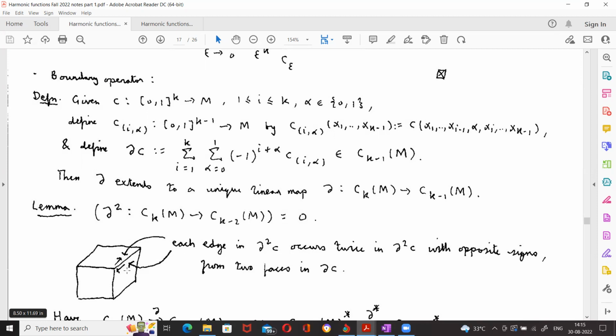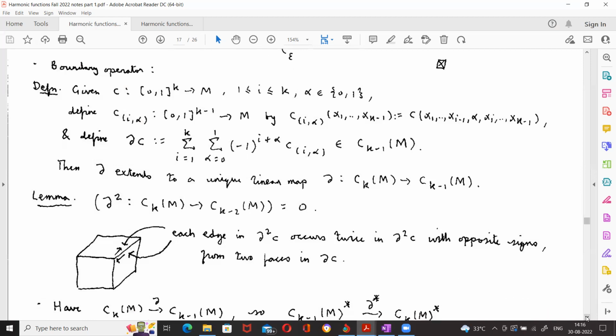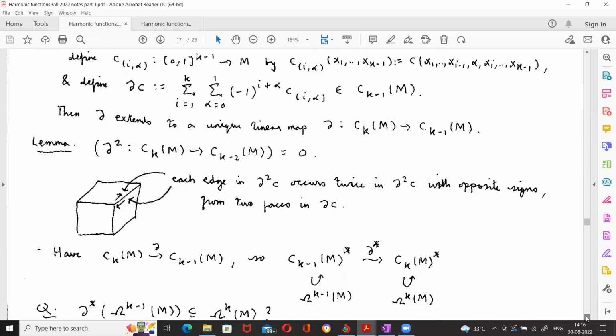Does this make sense? Yes. Yes. Yeah, this is okay. All right. So this picture is basically why the boundary squared is 0. Okay. So each edge in boundary squared will occur twice in boundary squared with opposite signs coming from 2 different faces in boundary C.